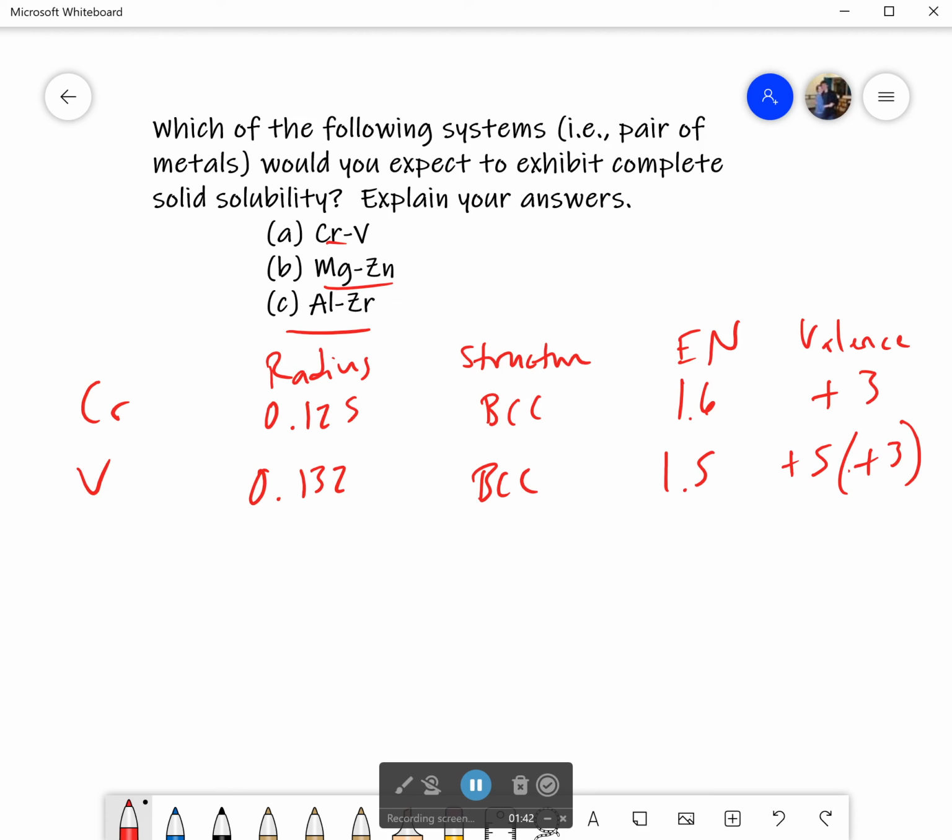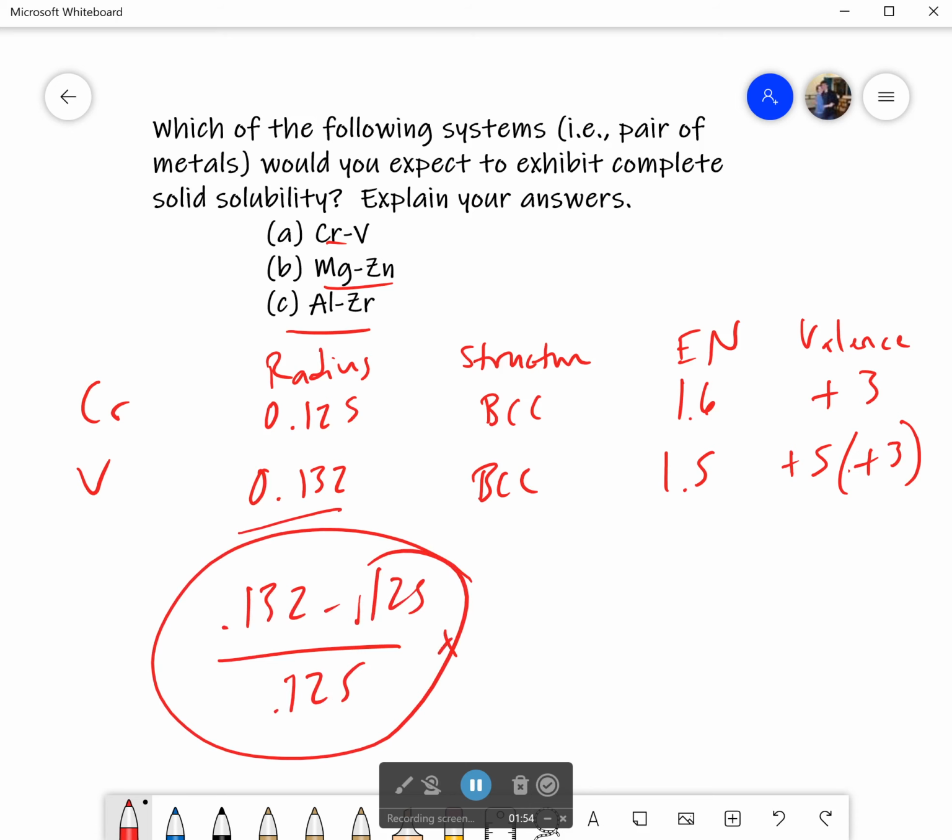So first off, I've got to see what is the percent difference between the radii. So 0.132 minus 0.125 over 0.125. This is how you do percent difference. It's what you get at the end minus what you had at the beginning, divided by what you had at the beginning. You have the difference over one of them. This will be around 6%, depending on which one you do.